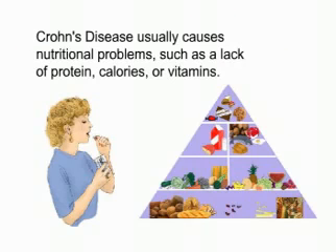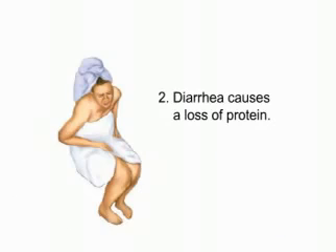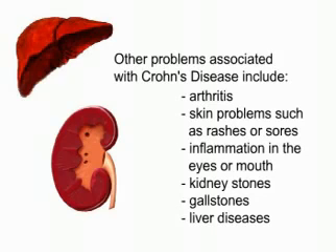Crohn's disease usually causes nutritional problems such as a lack of protein, calories, or vitamins. There are 3 main reasons that patients with Crohn's disease have nutritional problems or deficiencies. 1. The patient may not eat enough of certain kinds of foods. 2. Diarrhea causes a loss of protein. 3. The patient's body may not absorb nutrients very well. Other problems associated with Crohn's disease include arthritis, skin problems such as rashes or sores, inflammation in the eyes or mouth, kidney stones, gallstones, and liver diseases.